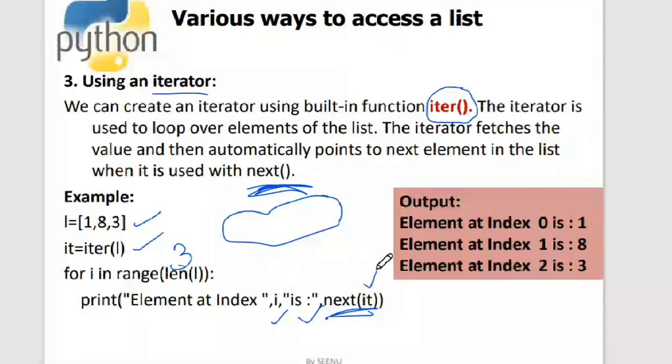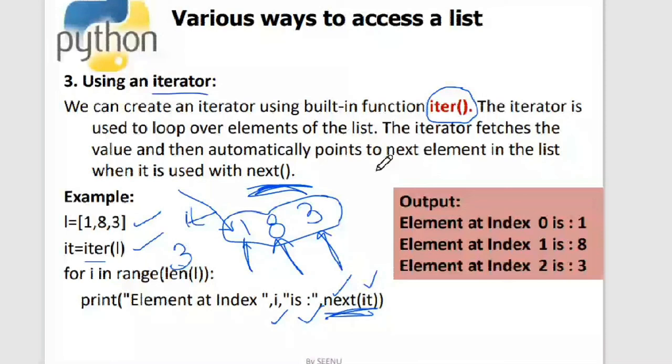So first it will print 1. After that we are saying next of it. It is the reference variable for this. So first it will print 1. And in the next case, next of it, it will go to the next element, print 8 for me. And in the next case, it goes to the next element, prints 3 for me, and there are no elements, so this stops. So this iter and next have to be used in combination.